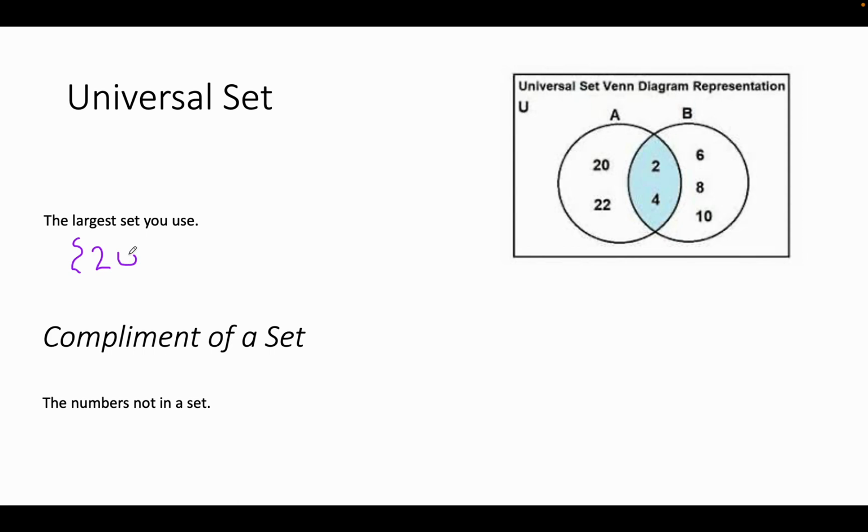In the universal set, the numbers that are inside this box, I'm seeing 20, 22, now I'm going to do the blue areas, 2, 4, 6, 8, and 10. And squiggle. And then I'm going to put a big old U in the front because this is the universal set.